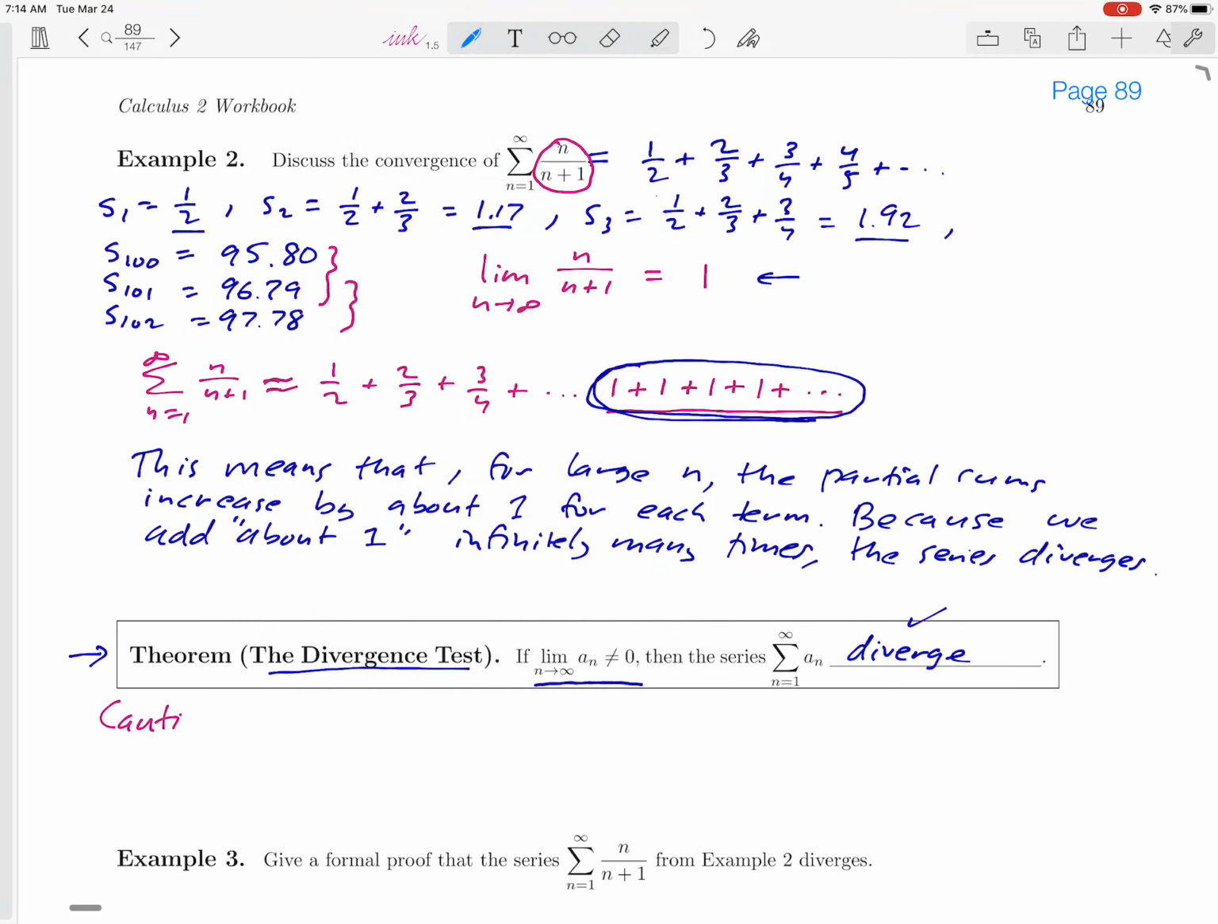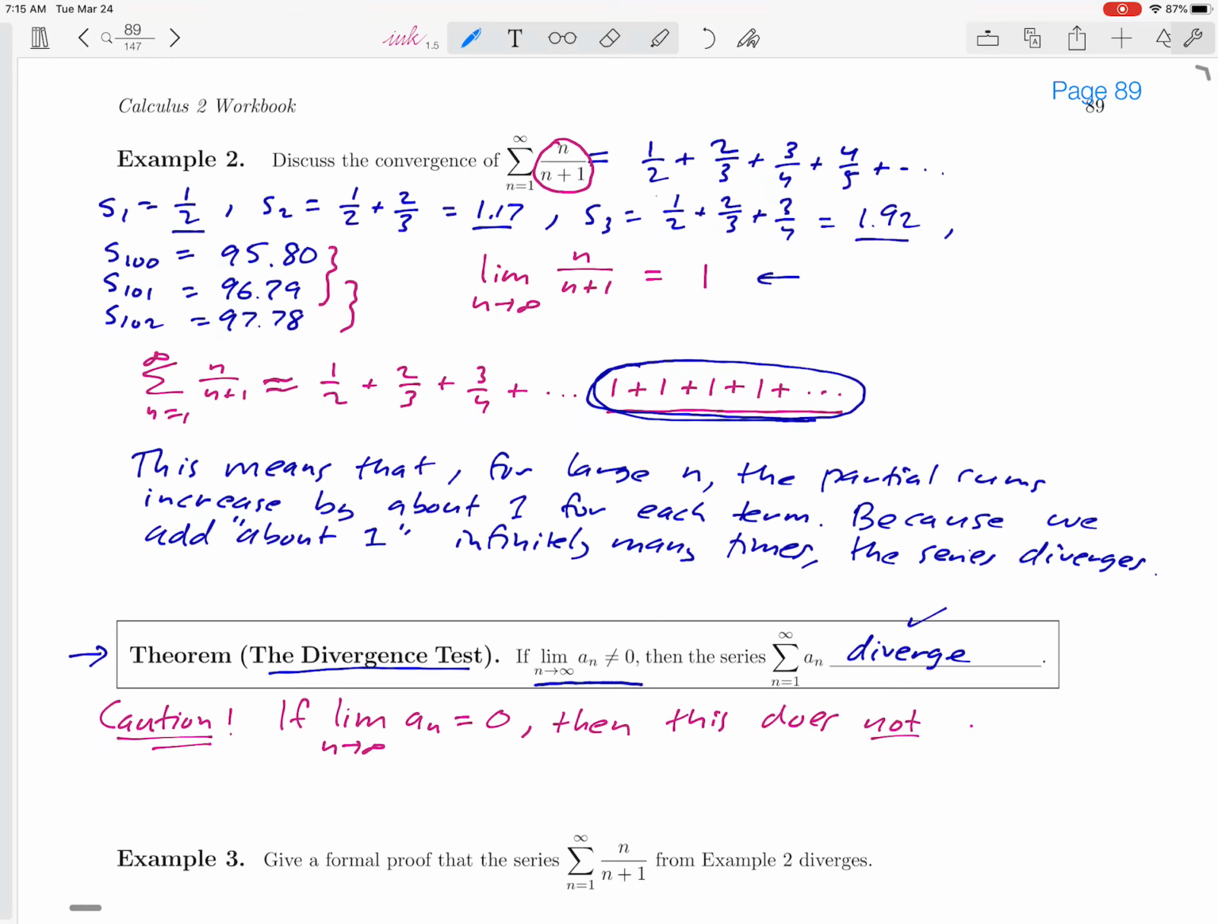Now I want to leave you with just one caution when you're using this test. What if we took the limit that you see in the test above and we did get 0? What would that say? Well, it's tempting to think that if we take this limit and we do get 0, then that must mean that the series converges. That would be the other way around. Unfortunately, that turns out to not always be true.